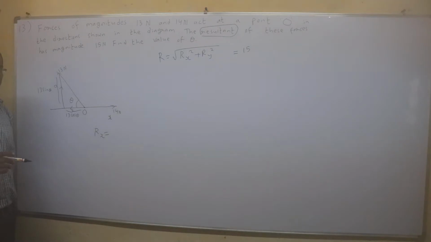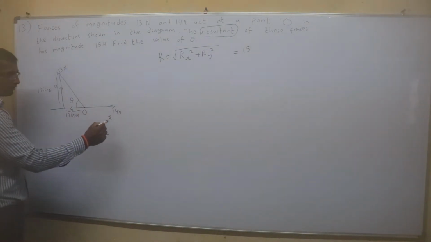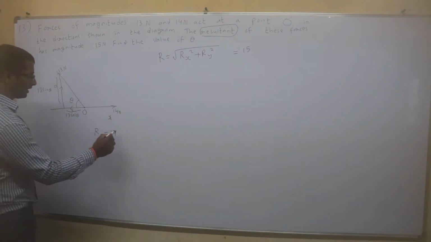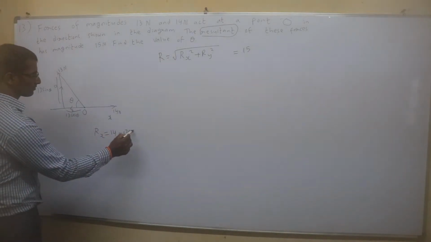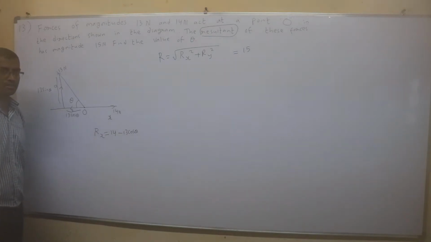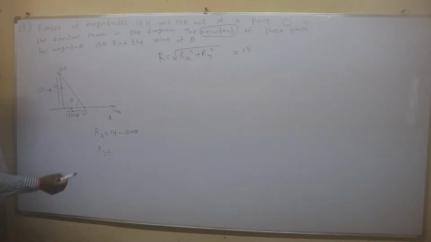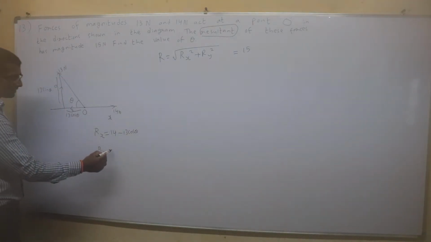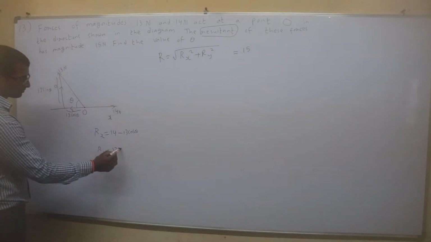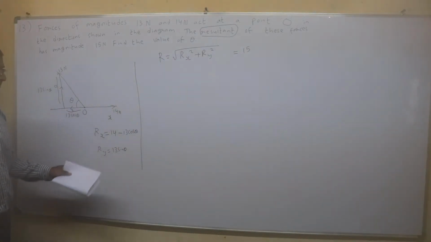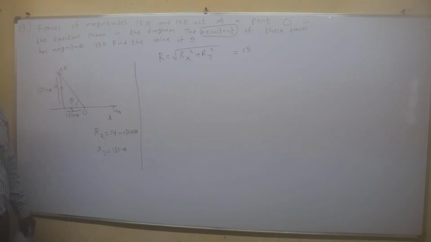Now what all are acting in positive x-axis? 14, and in negative x-axis 13 cos theta is your Rx. Now Ry. Only one force is acting, which is 13 sin theta. Clear? Place these two in that and you get the value of theta.